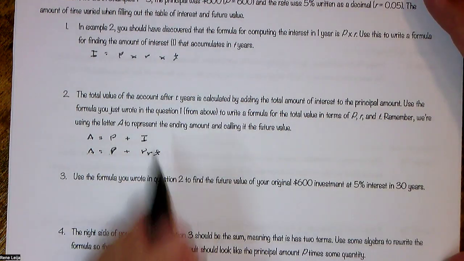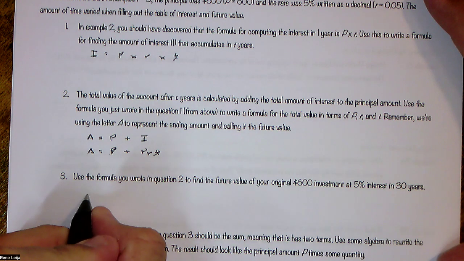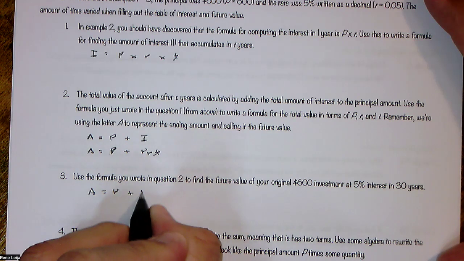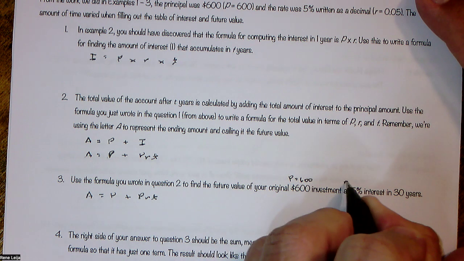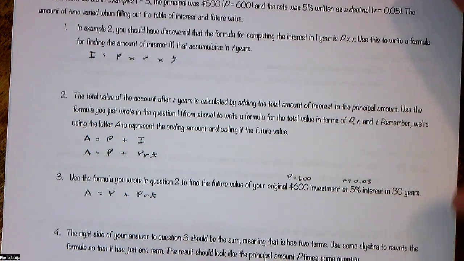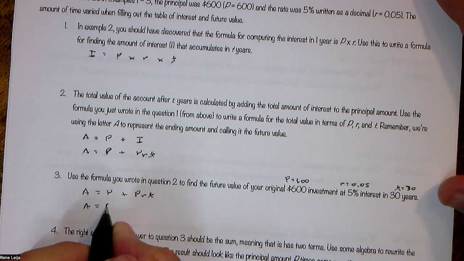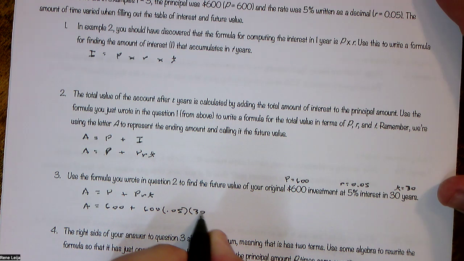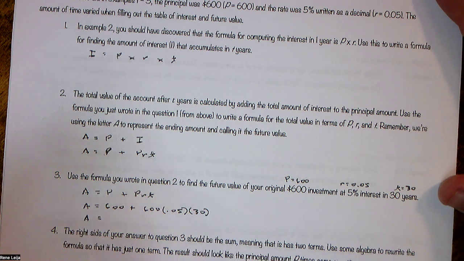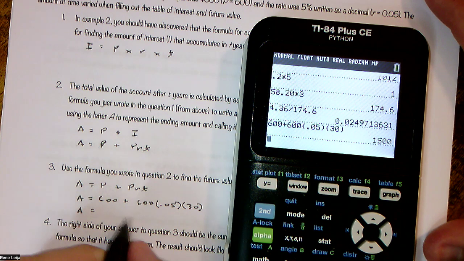Now it says use the formula you wrote in question 2 to find the future value of your original $600 investment at 5% interest in 30 years. Okay, so they want us to take this formula, A equals P plus P times R times T. All right, well, remember P is 600, R is going to be 0.05, and then T is going to be 30. And so we're just going to plug in. So A equals 600 plus 600 times 0.05 times 30. Okay. And then we're going to use our calculator and we're going to number crunch this. All right. So 600 plus 600 times 0.05 times 30. And that's going to give us $1,500.